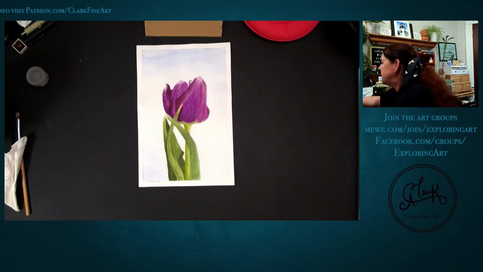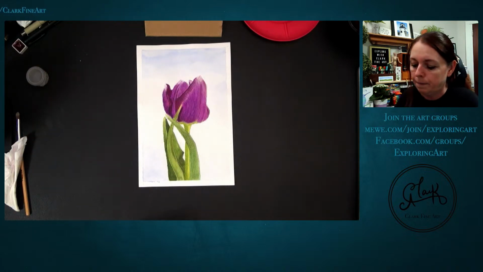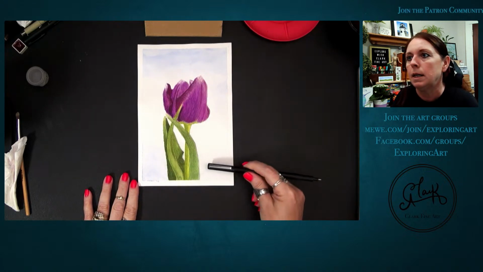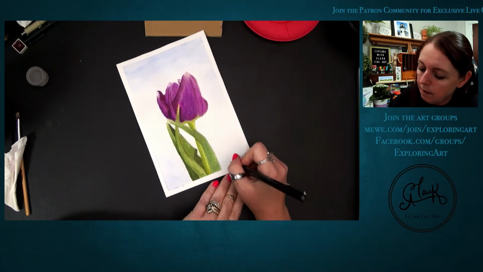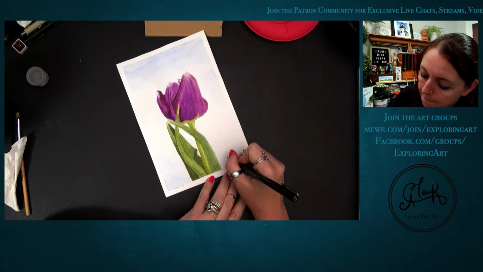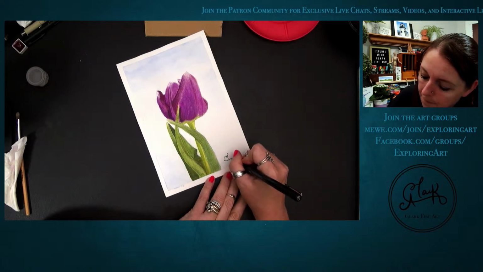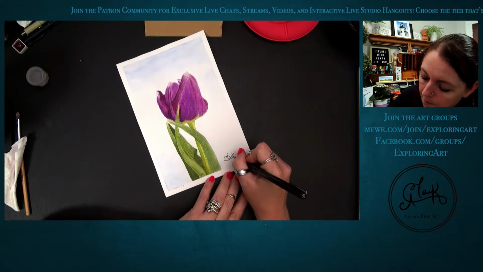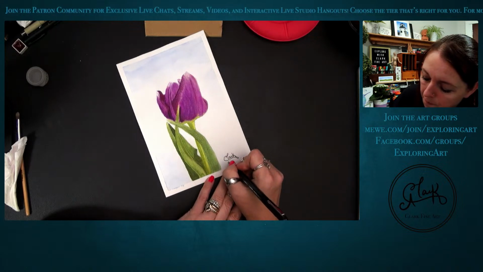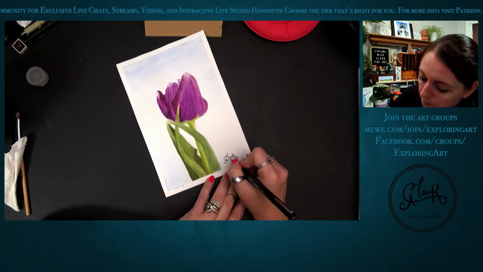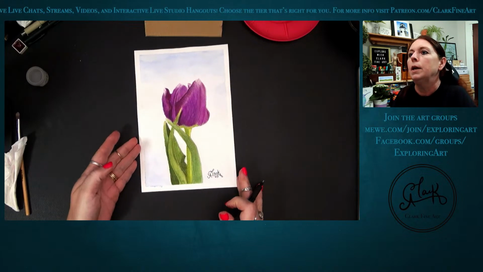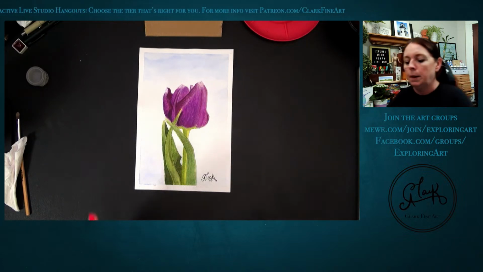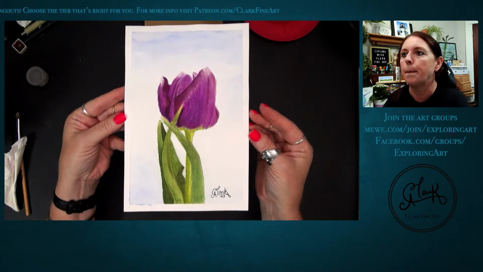All right, let's give this a sign. I don't know where I want to sign it. I think I'm going to sign it on this side. There we go. Our tulip with our little blue washed background right there.